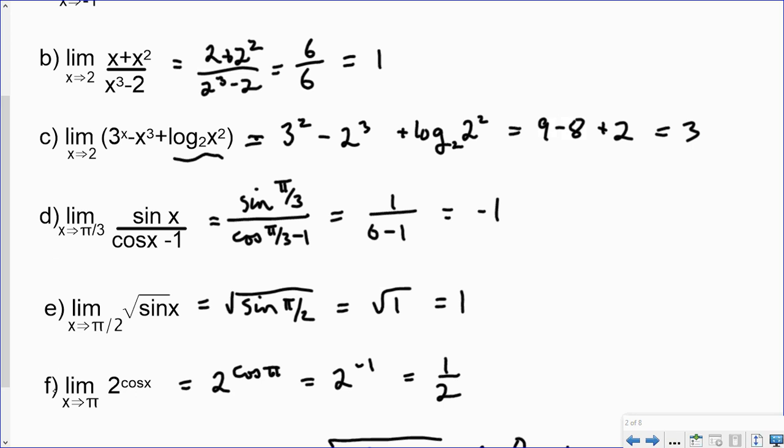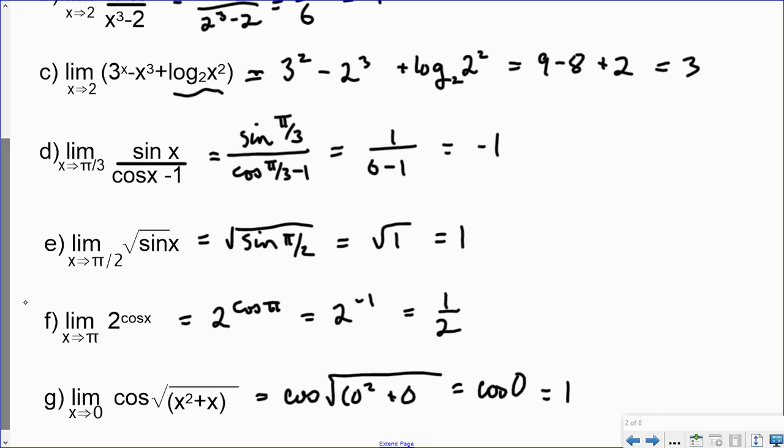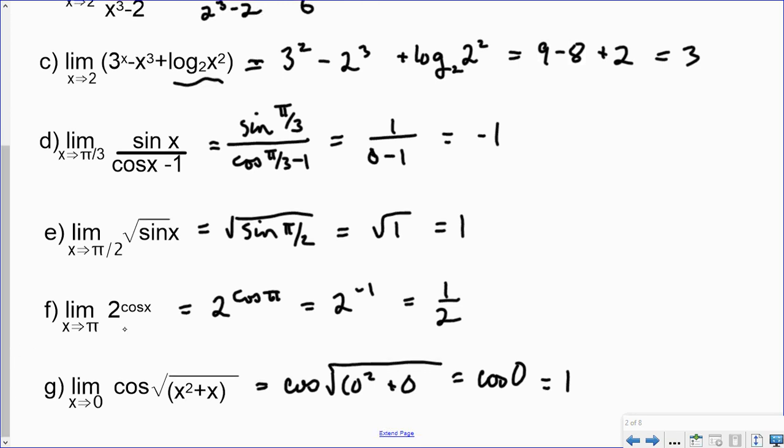Similarly with D, E, and F, there's trig common ratios for trig. Okay, so the sine of pi over 3 over top of the cos of pi over 3 minus 1, that's a 0, sorry. So that reduces down to 1 divided by -1, or -1. The square root of sine x as x approaches pi over 2 is 1, and then 2 to the power of cos pi is 2 to the -1, or 1/2, and then the final one evaluates to 1. Okay, so that's just straight substitution.